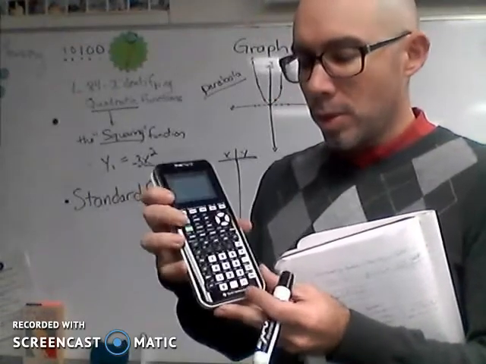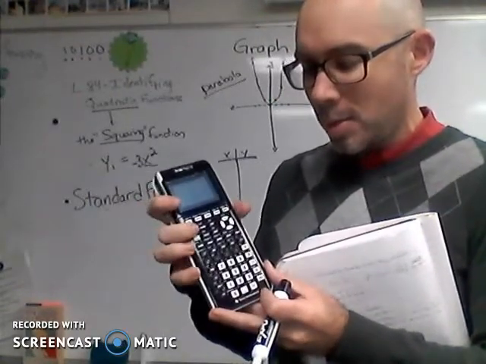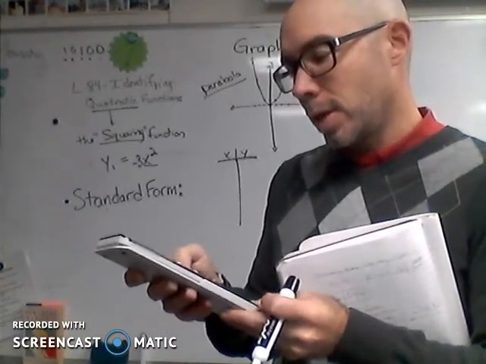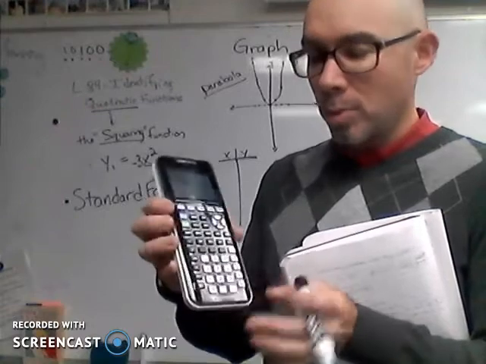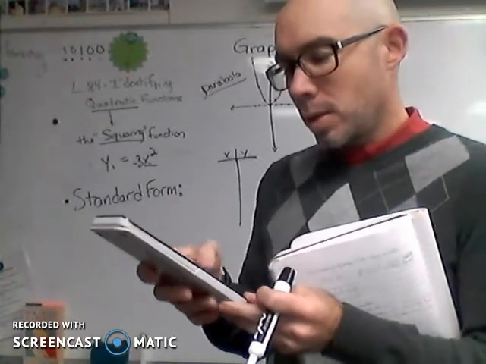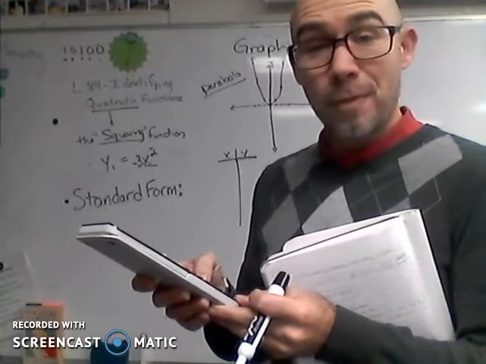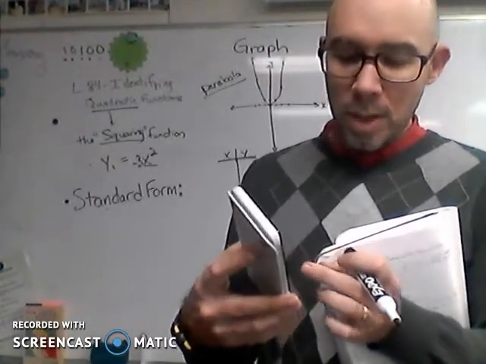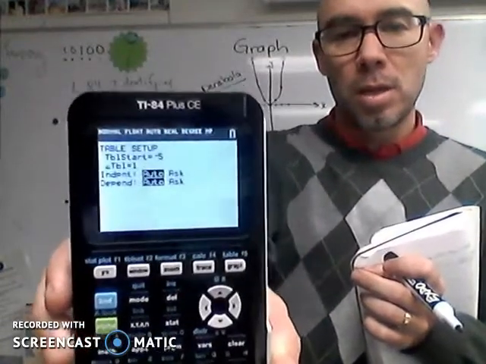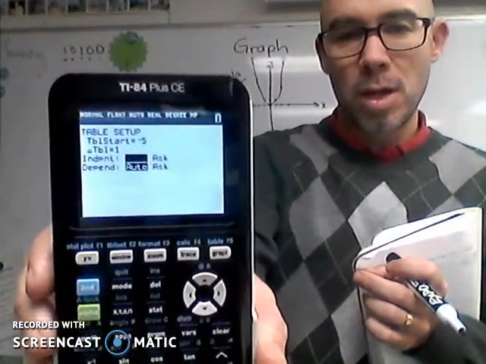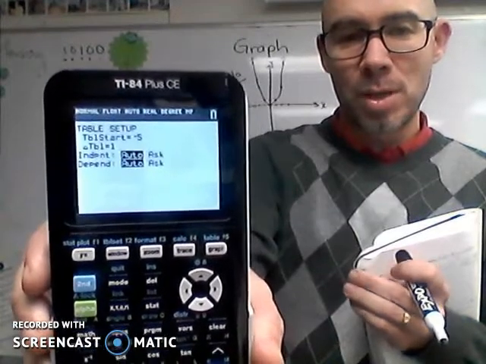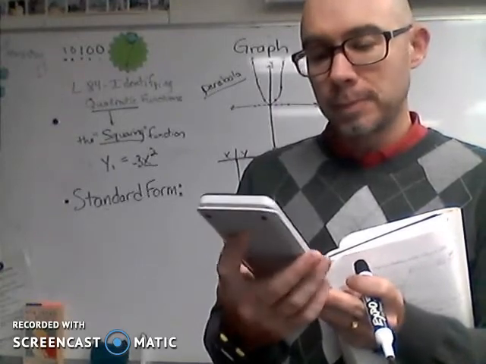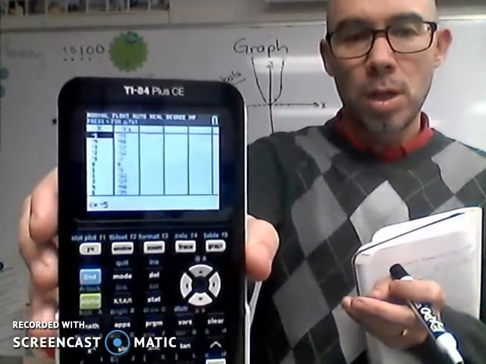But what I'd like you to do is to go second graph and make a table. Make sure that if your table is set up correctly with second window, that the table could start at, let's say, negative 5 and go by 1s. So if you go to second window and do your table set, it should look like this. Start it at negative 5 and make your delta table equal 1. So then when you go second graph, you get a chart like this.